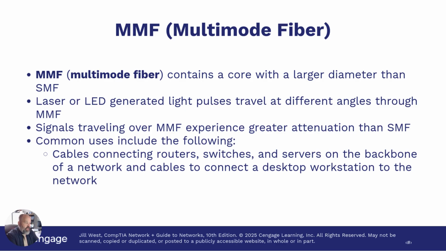Next type of fiber we have is multi-mode fiber, MMF. This is like the single mode fiber's affordable cousin. It has a larger core diameter than SMF. The light pulses travel at different angles through the fiber, which is why it's called multi-mode. And that causes more signal attenuation than single mode fiber. But it's still excellent for many applications.